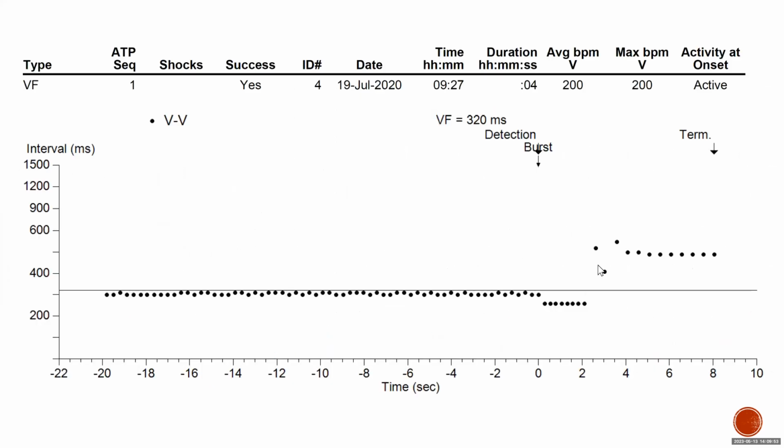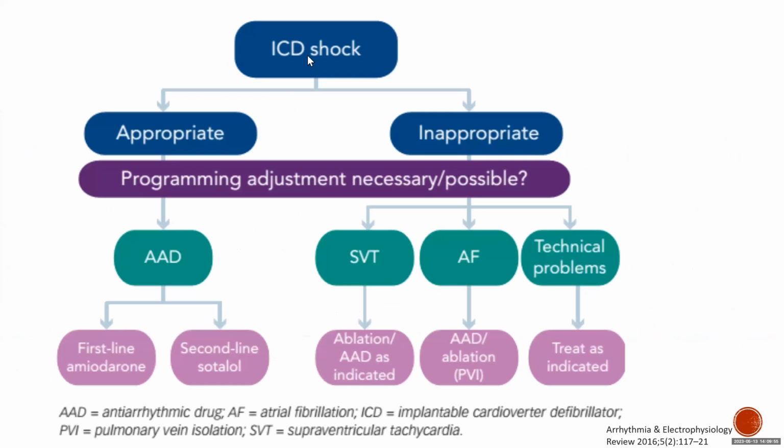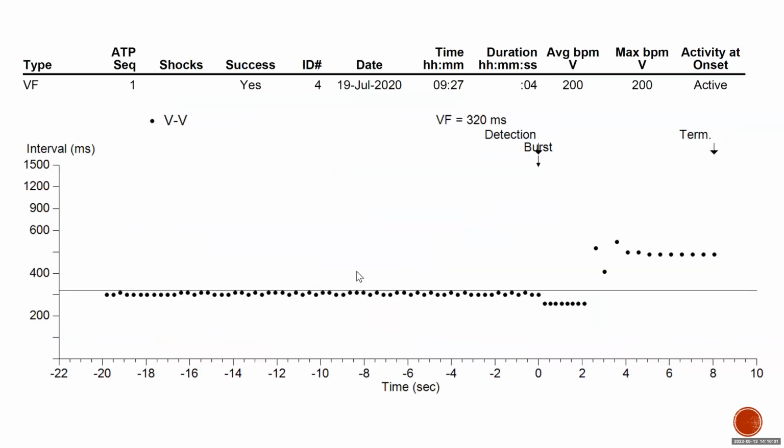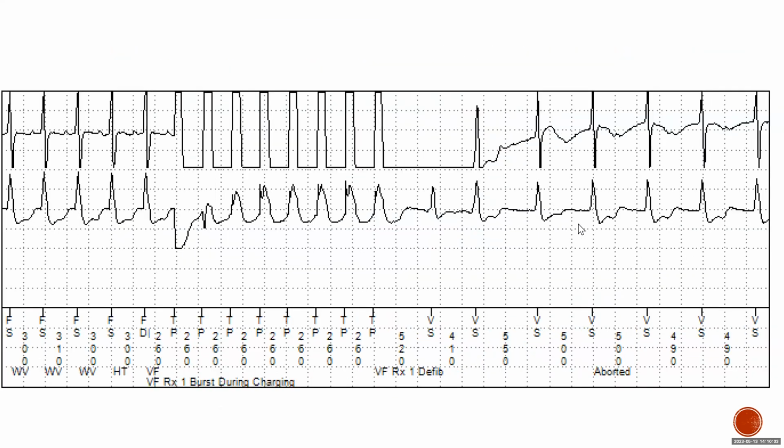So the benefit of this is now you can compare the morphology. Because remember the algorithm, we said if there is an ICD shock, I need to determine if it's appropriate or inappropriate. Is it VT or not VT? How do I tell? Well, here, is this morphology similar to this or different? This is during tachycardia. This is sinus rhythm. What do you think?